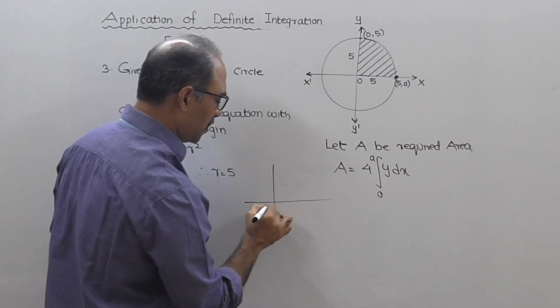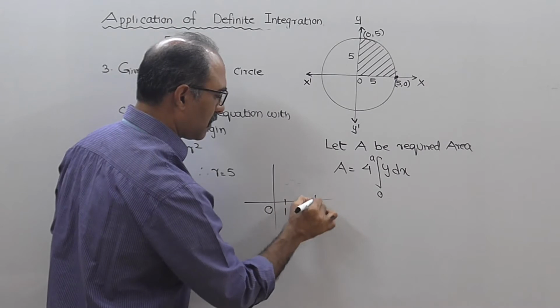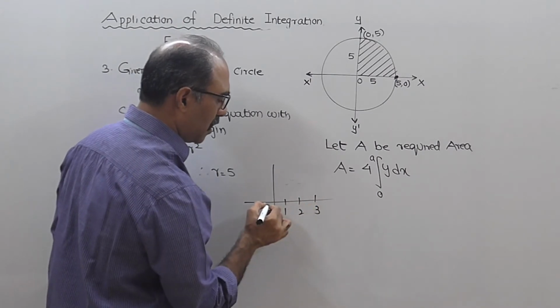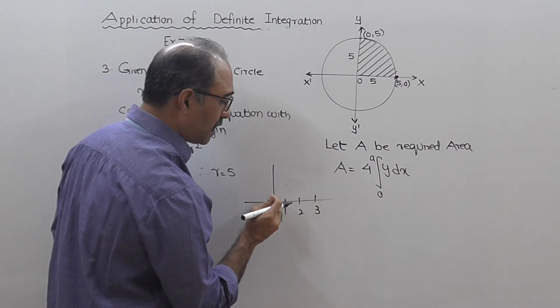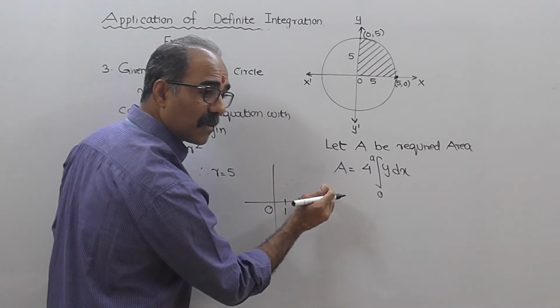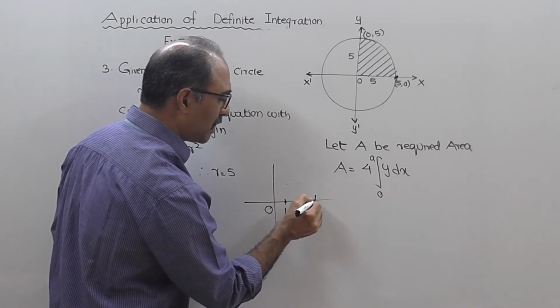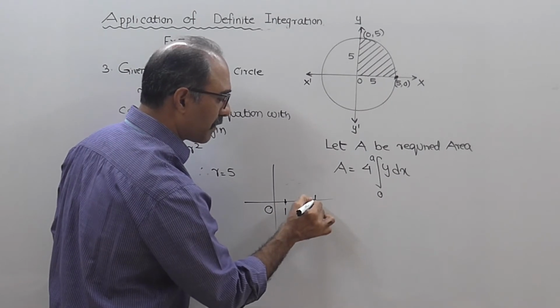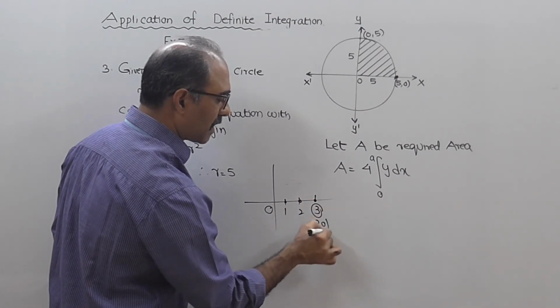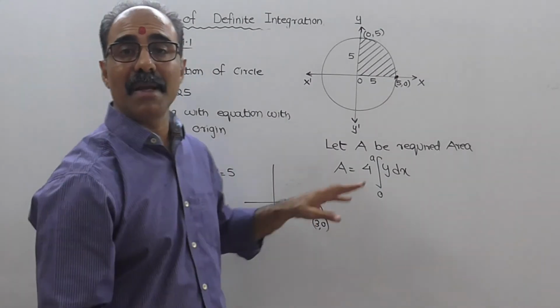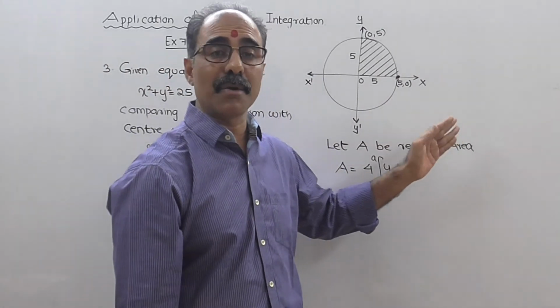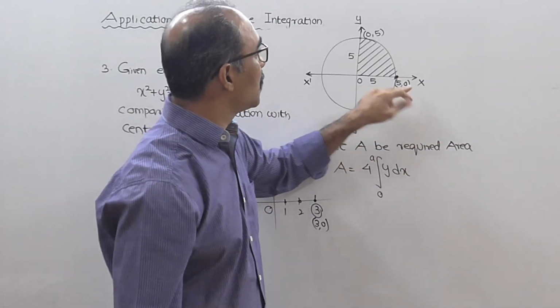Now suppose this is the origin. Now suppose I tell you to go 3 centimeters ahead on the x-axis from the origin. So 3 centimeters ahead will be 1, 2 and 3. Can you tell me what will be this point? The point on the coordinate axis will be 3, 0 because any point on the x-axis will have its y coordinate 0. So the coordinate of this will be 5, 0.